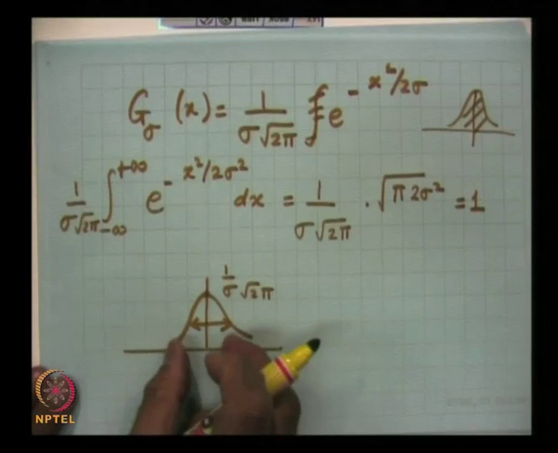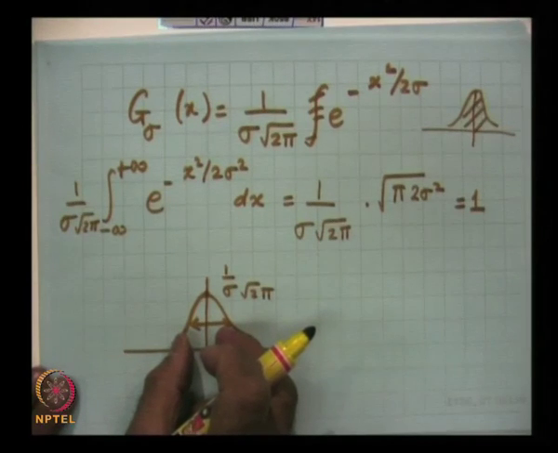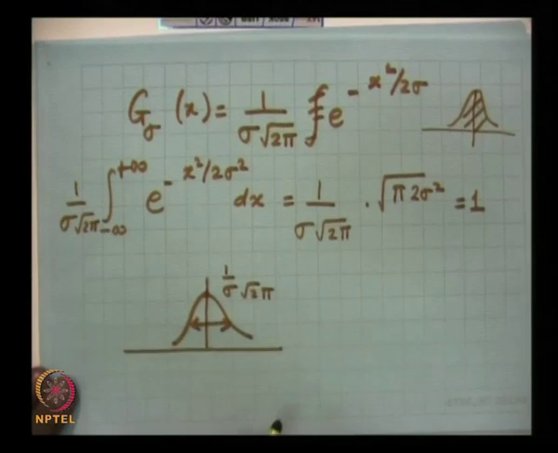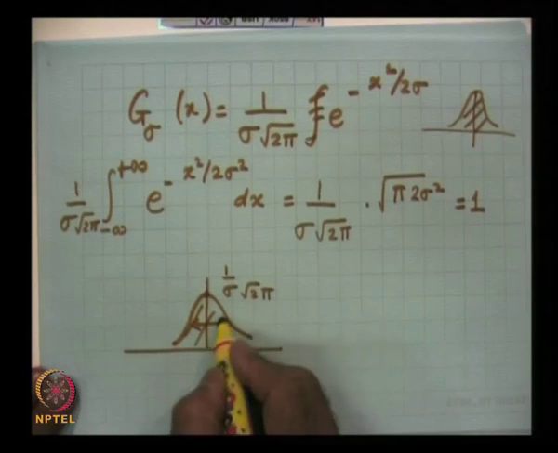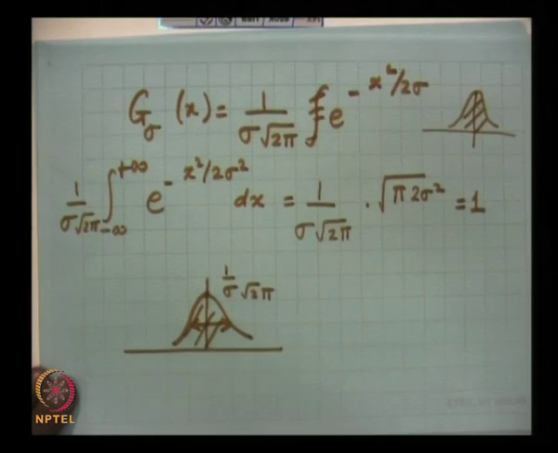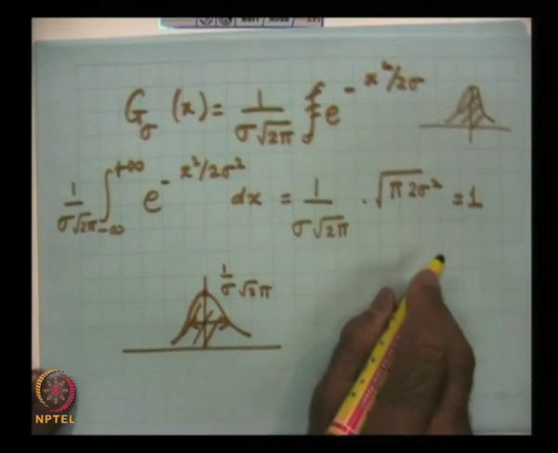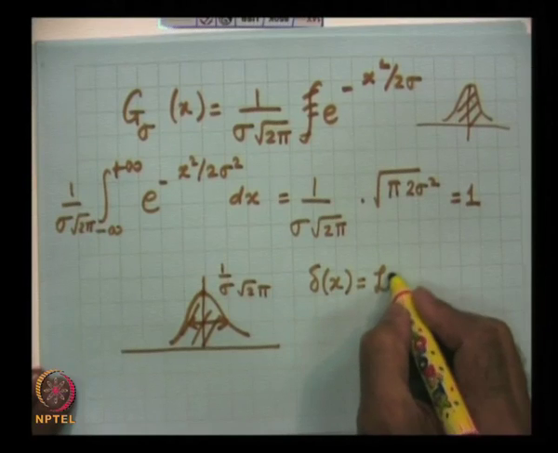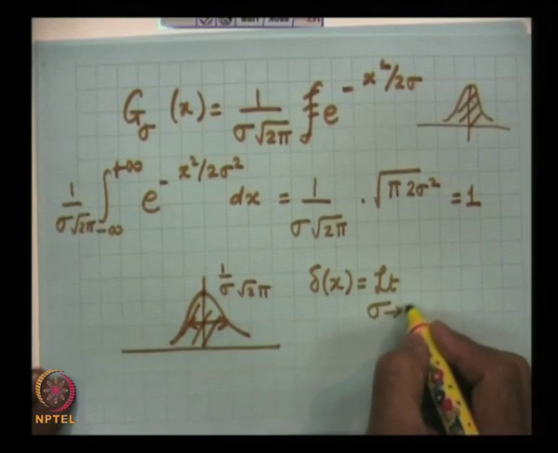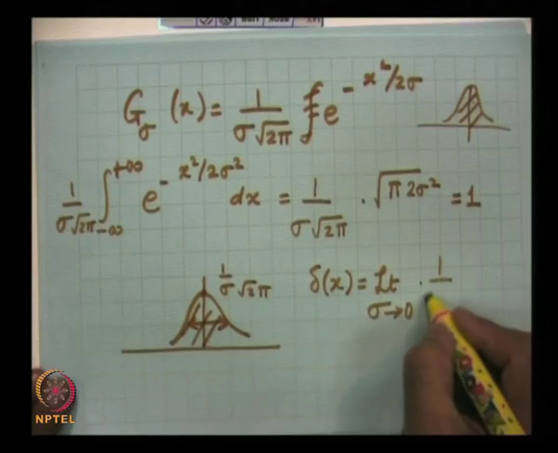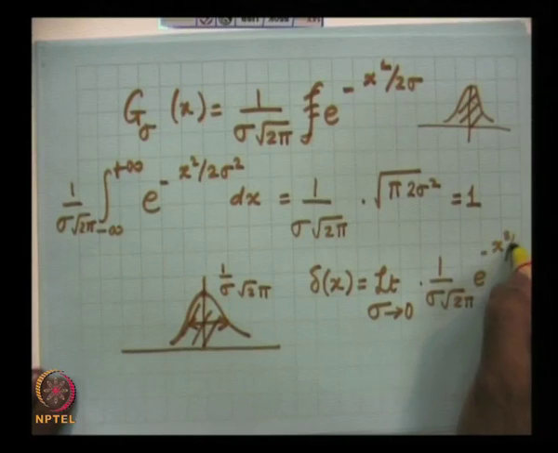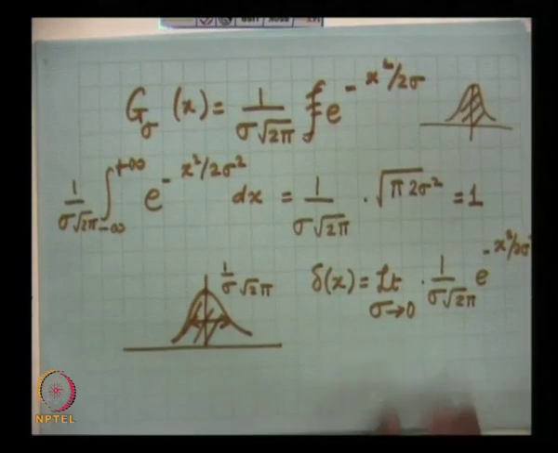So, as I make sigma smaller, the width becomes smaller, the peak becomes sharper, but the area under the curve remains the same. Therefore, this is yet another representation of the Dirac delta function, that delta of x is equal to the limit of sigma tending to 0 of 1 over sigma under root of 2 pi e to the power of minus x square by 2 sigma square. This is known as the Gaussian representation of the Dirac delta function.